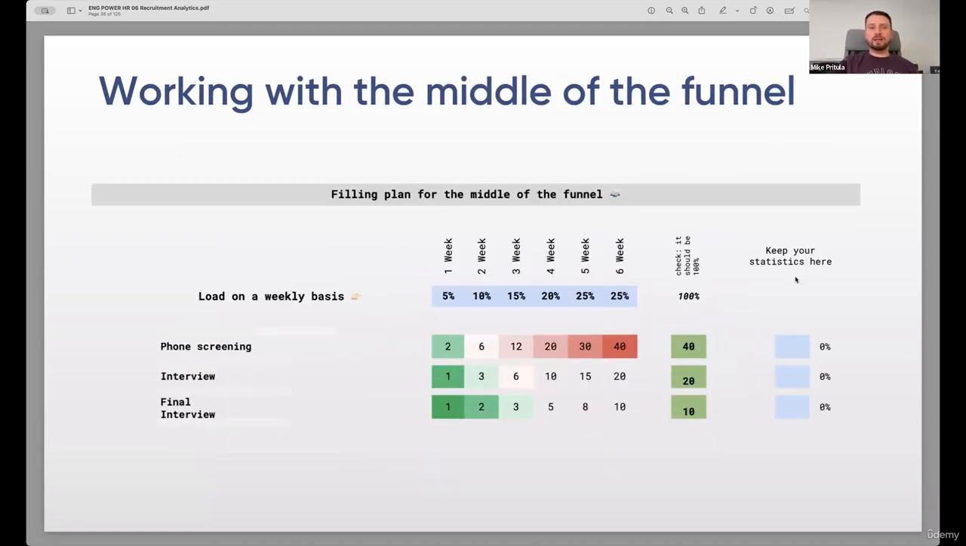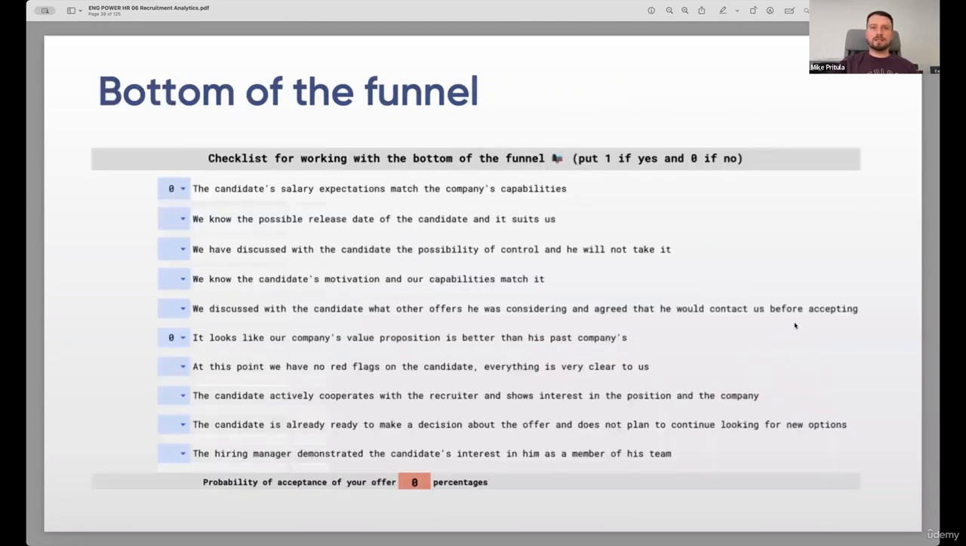It also helps you to plan all stages of the funnel, like phone screening, interview, final interview, week by week, and then put your current situation to understand how close you are to the close of the vacancy. And it also has the analysis of the bottom of the funnel that helps you to understand your chances of the offer being accepted by the candidate. So these are the instructions, you just use 1 or 0, 1 for yes and 0 for no, and there are some checklists. So that's how we use this funnel.